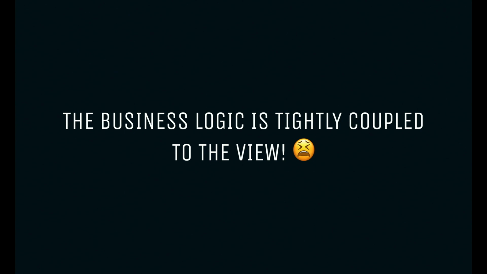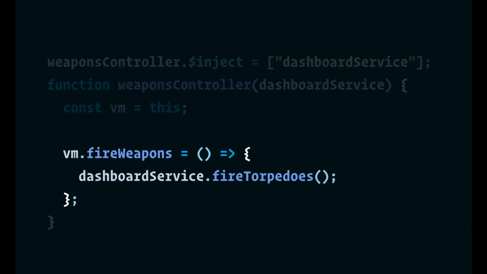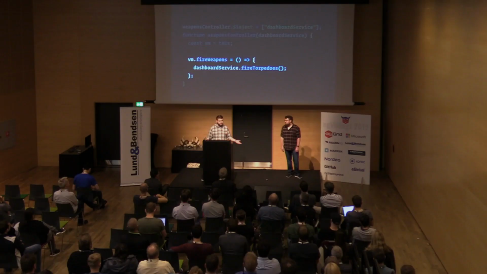The second problem is that business logic is very tightly coupled to our view. If we take a look at the controller for the weapons component, it is calling our services directly. This is not a problem for AngularJS applications, and it's not a problem for Angular applications. But it is problematic when it comes to upgrading, because now we've got a bit of a chicken and the egg problem. Do we upgrade this controller first and the components to Angular, or do we upgrade the services first? And it's not really clear which direction we could take.